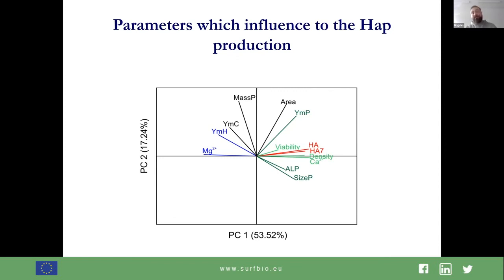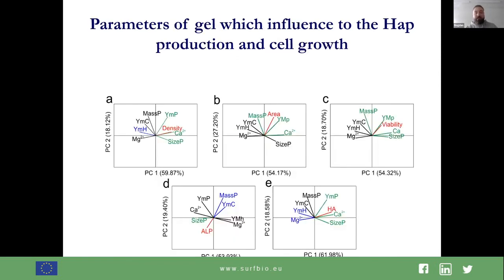But the Young's modulus of the hydrogel, we were very surprised. In this case, we started to understand step by step what influences, for example, the hydroxyapatite production and cell growth, and understand that for each pair of components, cell growth almost always depends on the size of the particles, or the Young's modulus of the particles, or the amount of calcium in the particles, and completely doesn't influence the total Young's modulus of the system and the total Young's modulus of the hydrogel.